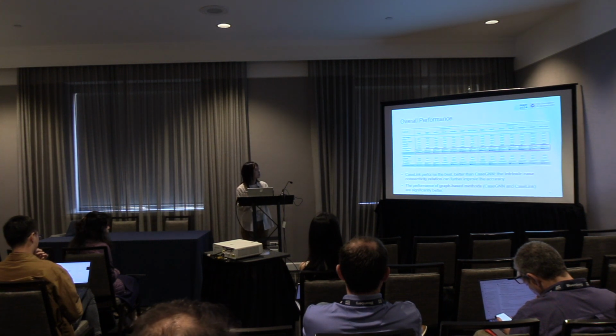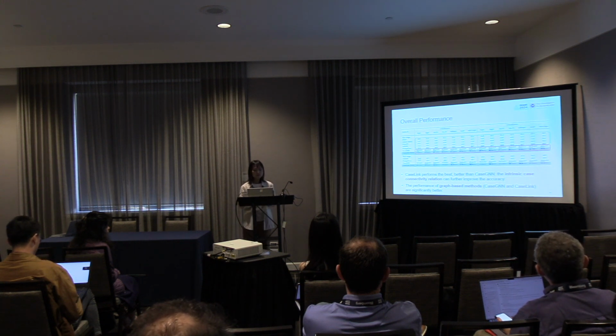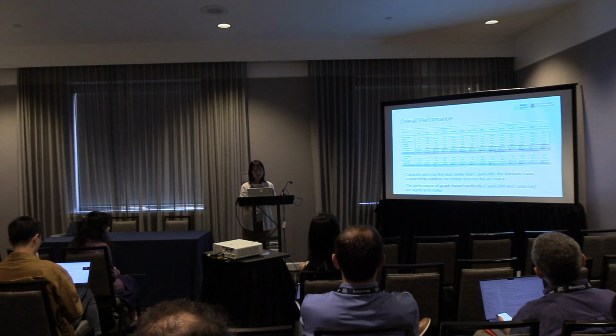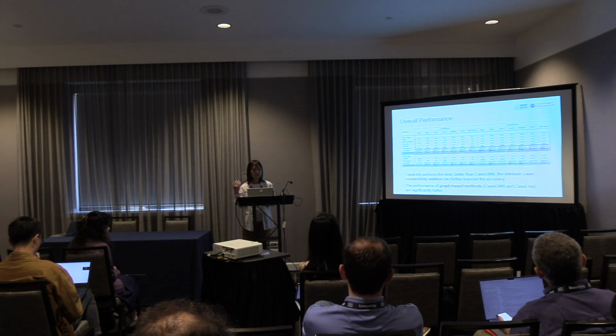And here is the overall performance of our experiment. Firstly, we can see that CaseLink performs the best and even better than CaseGNN, which means that the intrinsic case connectivity relation can further improve the accuracy. And another observation is that the performance of the graph-based methods, such as CaseGNN and CaseLink, is significantly better than the other text-based methods.